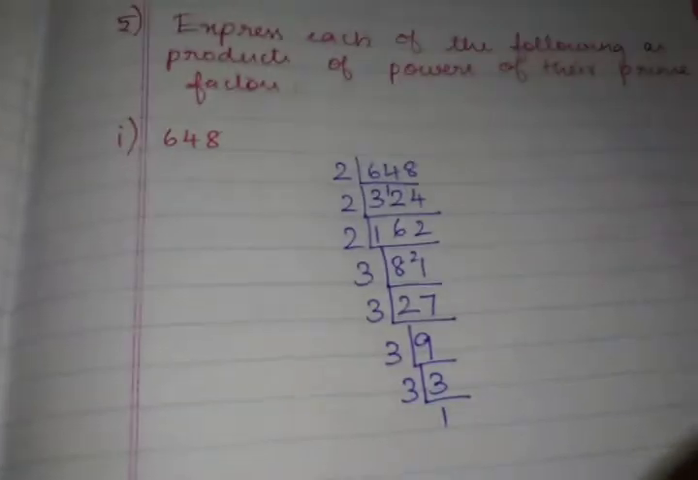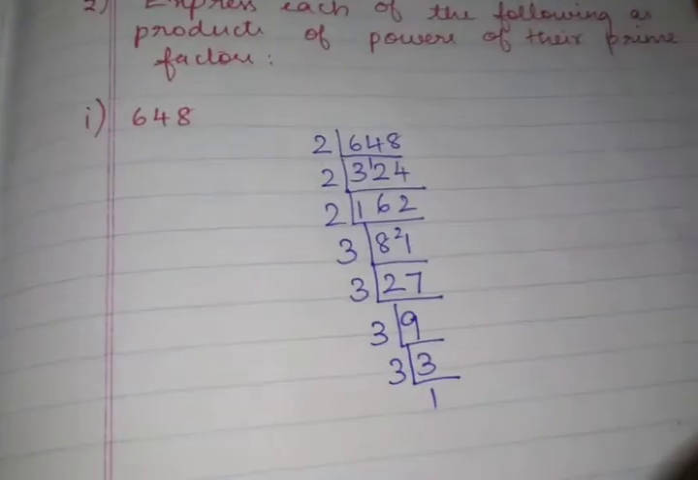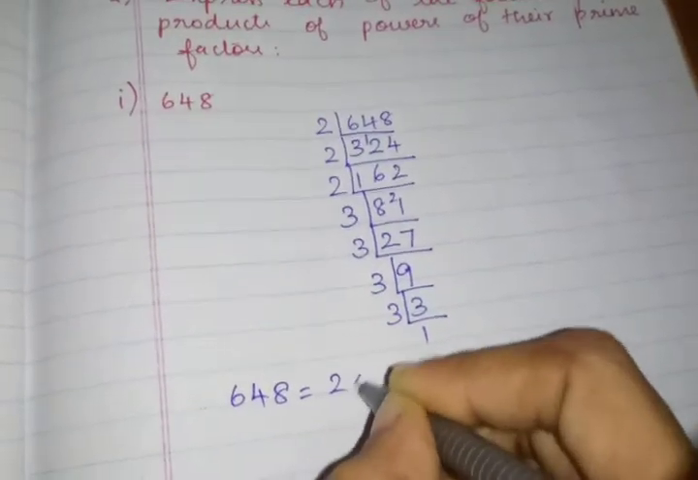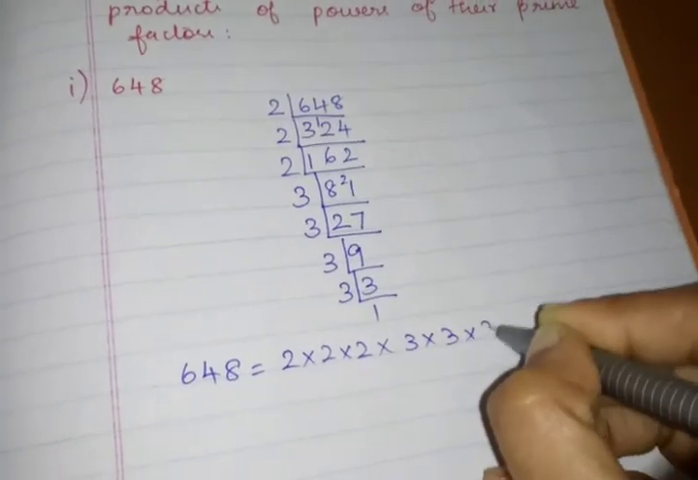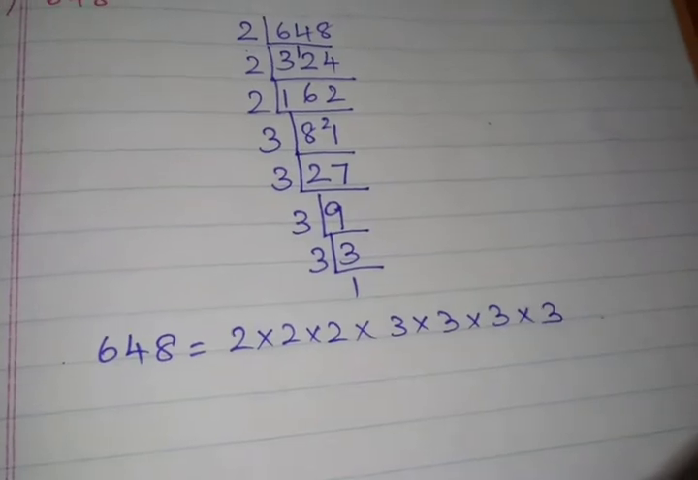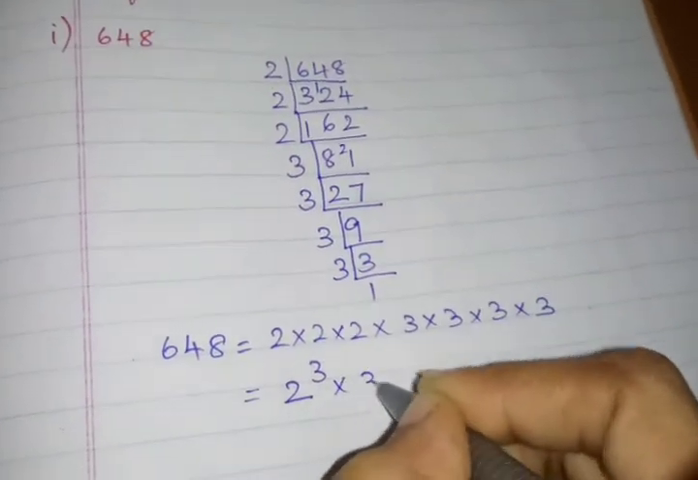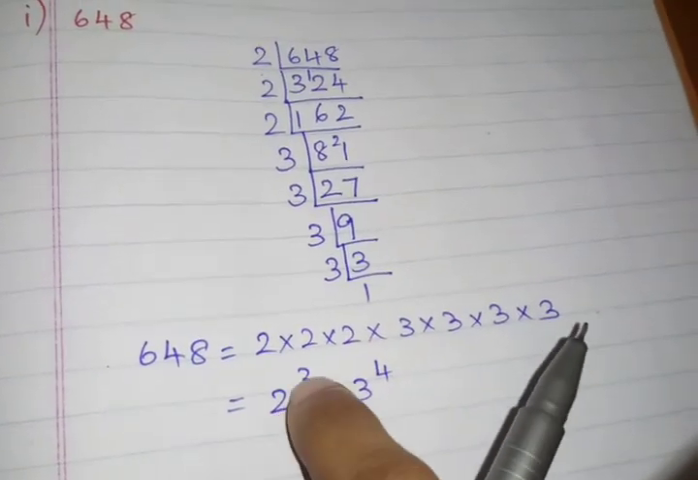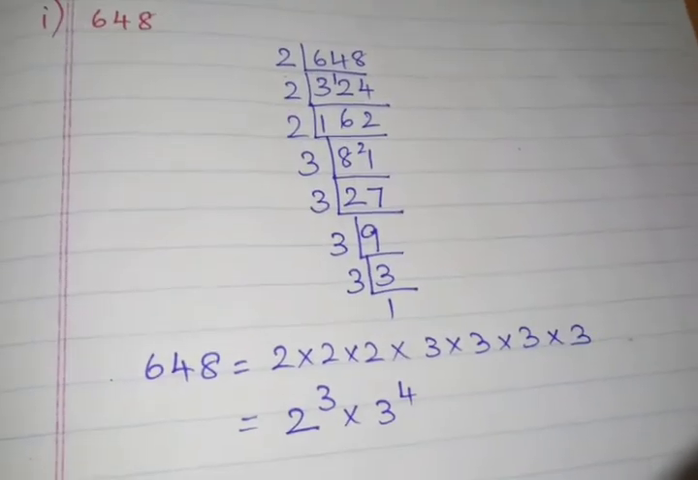So how will you write it, children? 648 can be written as 2 into 2 into 2 into 3 into 3 into 3 into 3. Yes, everything is a prime number. Now, how will we write it? 2 cube into 3 power 4, because 2 is multiplied 3 times. So, 2 cube into, 3 is multiplied 4 times, so 3 power 4. Understood?